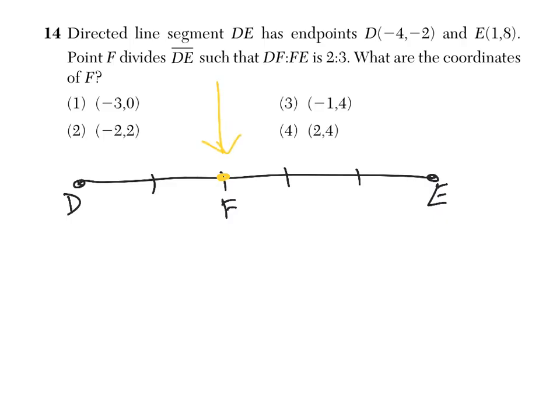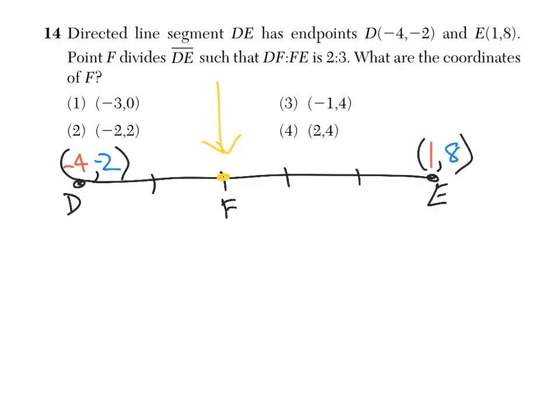What I'm going to do right now is write down the x value for D, which is -4, and the x value for E, which is 1. And I know the y value for D is -2, and the y value for E is 8. All right, so we've got our coordinates.